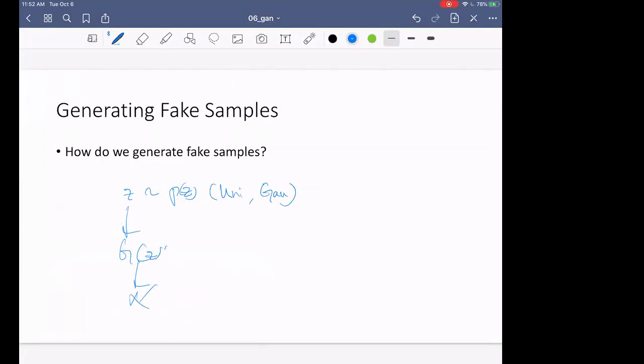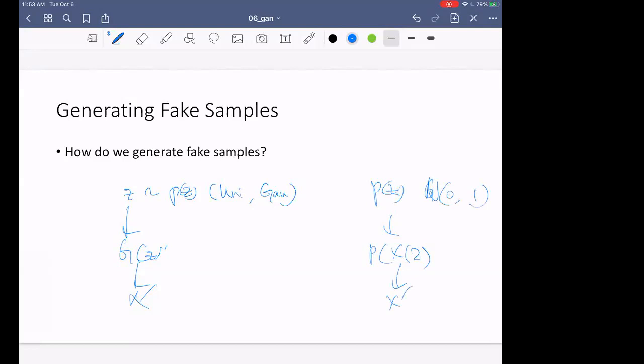It's super simple. Generating fake samples is super easy compared to, I guess in the VAE it's the same. You sample from PZ, which is normal or uniform Gaussian, so N(0, 1), and then you take that Z into P(X given Z), and then you get X prime. So the process is quite similar between the VAE and the GAN.